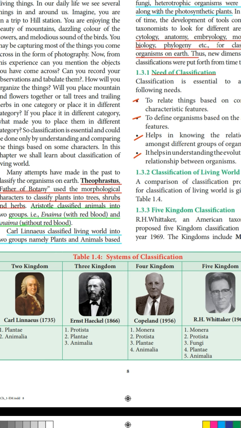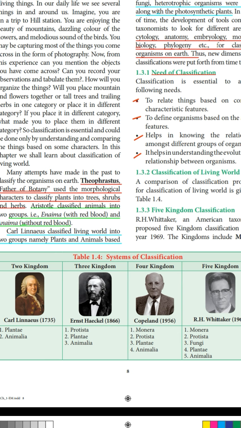Next, after a few years, the four kingdom classification was given by Copeland in the year 1956. What he did was separate the prokaryotes from the unicellular eukaryotes, and he gave a four kingdom classification: kingdom Monera, kingdom Protista, kingdom Plantae and kingdom Animalia. Kingdom Monera included unicellular prokaryotes. Kingdom Protista included unicellular eukaryotes. Kingdom Plantae and kingdom Animalia included the multicellular organisms.